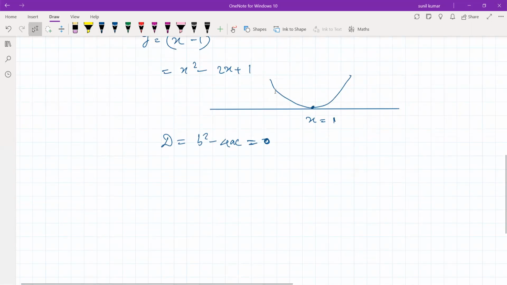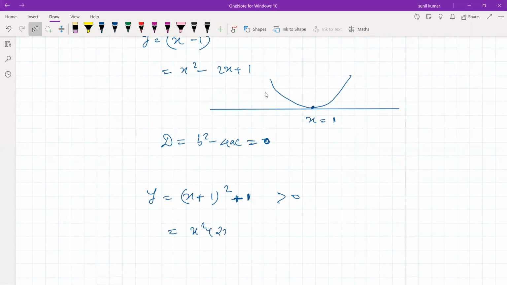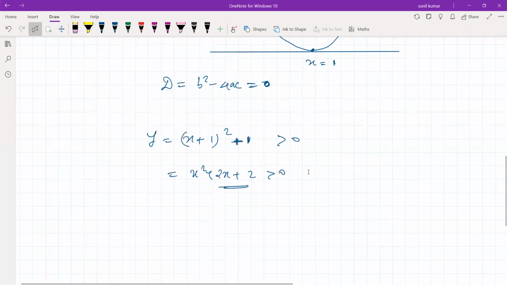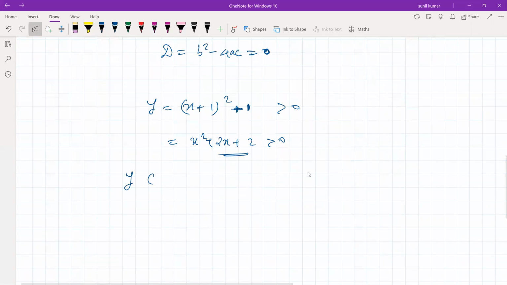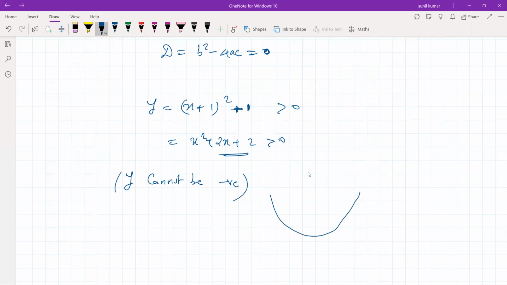If you take it like this, for example, x plus 1 whole square plus 1, that is x square plus 2x plus 2. This is always positive. So y cannot be negative here. So this situation means the graph will be above the x-axis only.